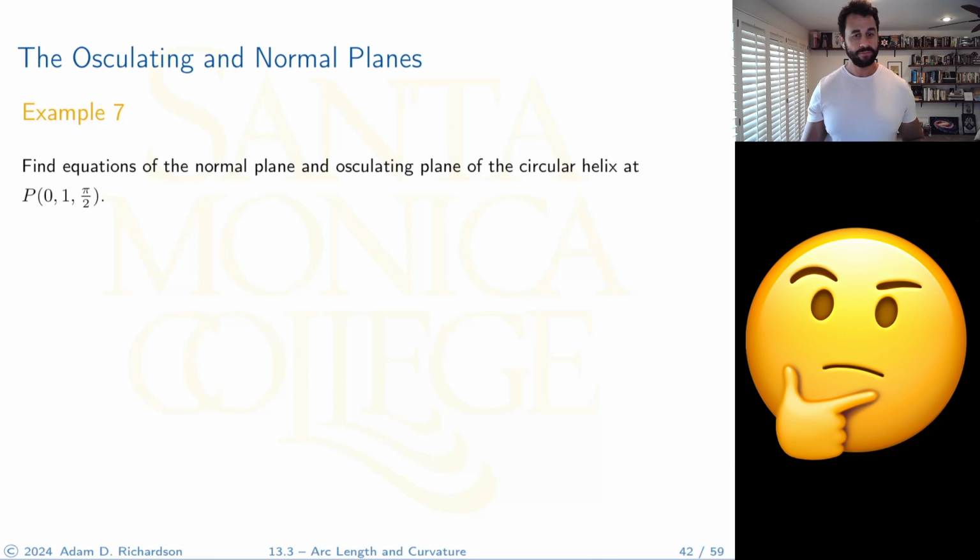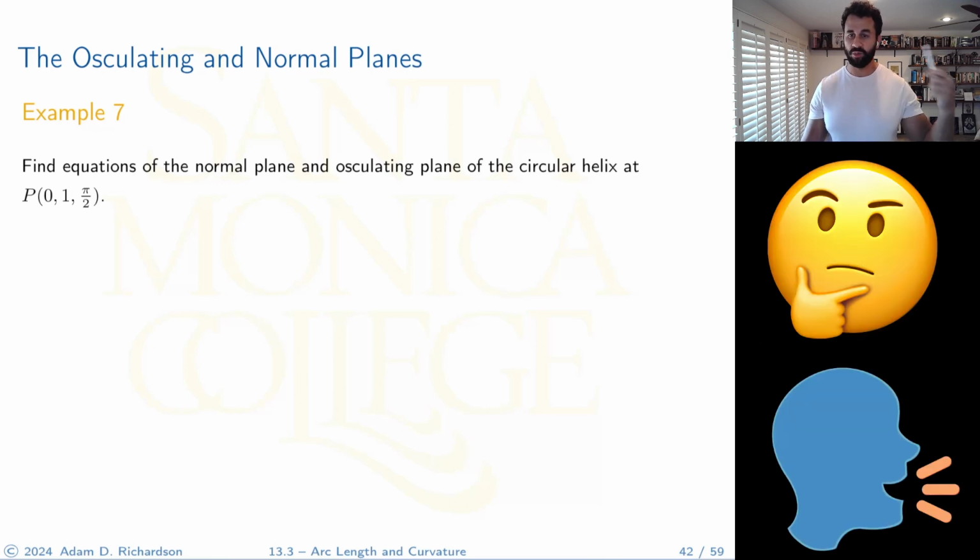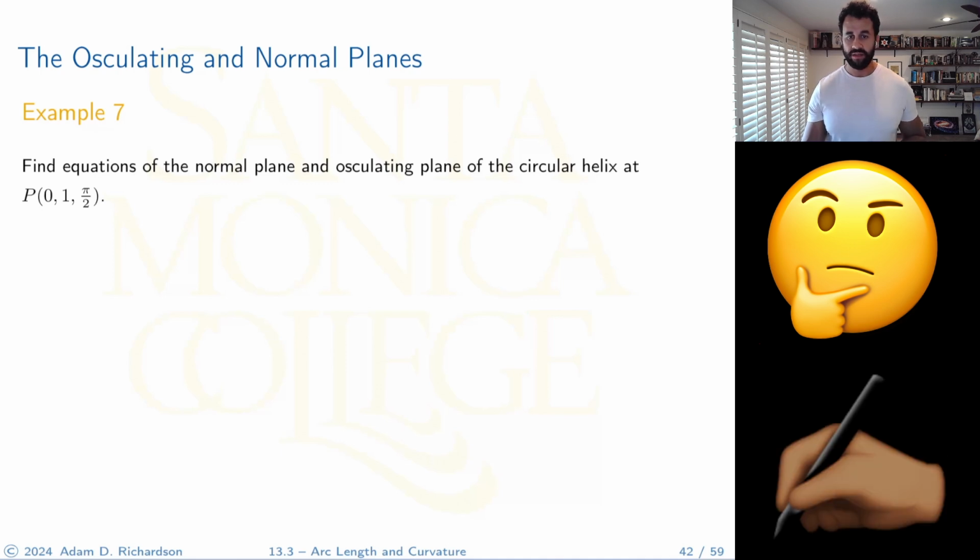All right, now say something out loud just to wake your brain up a little bit. Say something to your dog, your cat, your hand, your friend, whoever. And now try to compute it yourself. Equations of the normal plane and the osculating plane at this point. One good place to start is remember how we described a plane. What did you need to know to describe a plane uniquely? Or just describe a plane, I should say.